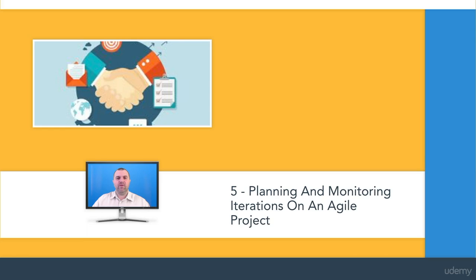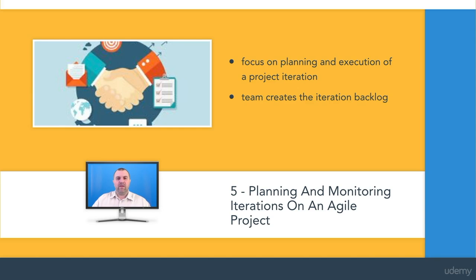Section 5 is about planning and monitoring iterations on an agile project. This course focuses on activities performed during the planning and execution of a project, iteration, or sprint. During release planning, the previous phase in the overall agile planning, the team creates an ordered list of project features in the form of the product backlog.